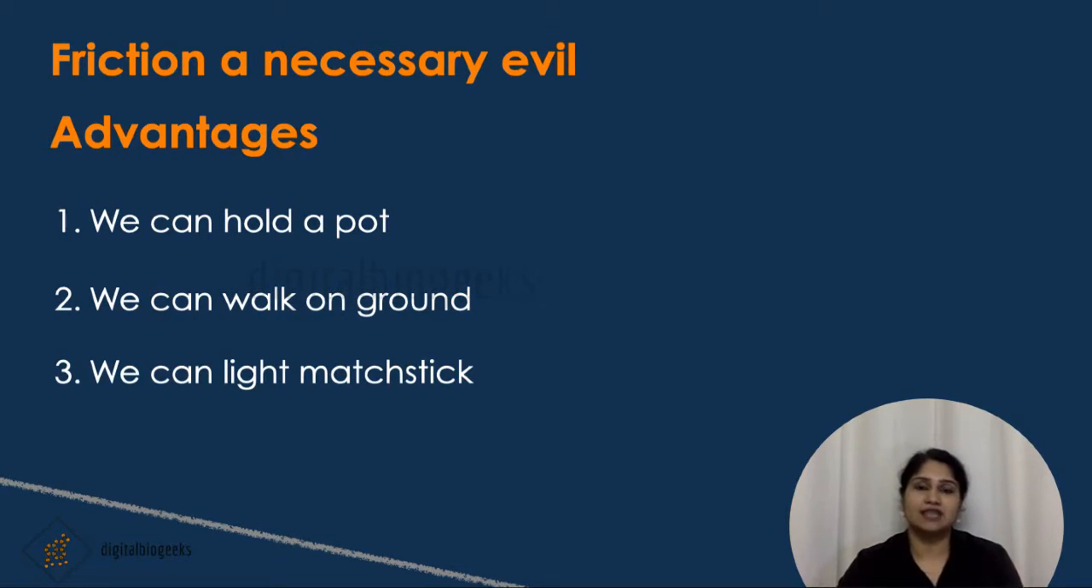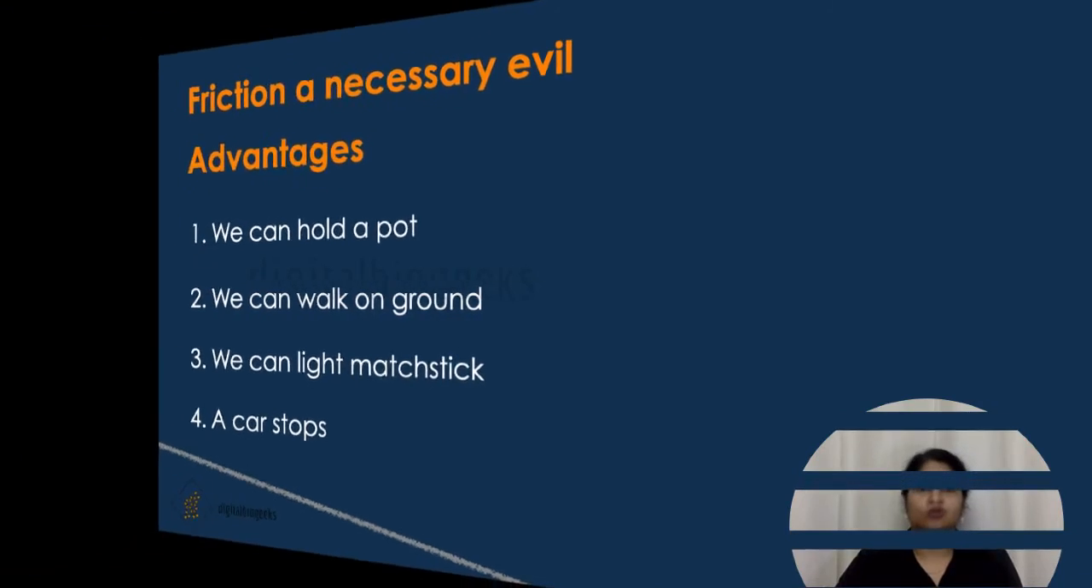We can light a matchstick due to friction. When we rub the matchstick over the matchbox, the rubbing action will produce heat and this heat will burn the phosphorus and it catches fire. A car stops by applying the brake. This is due to friction.